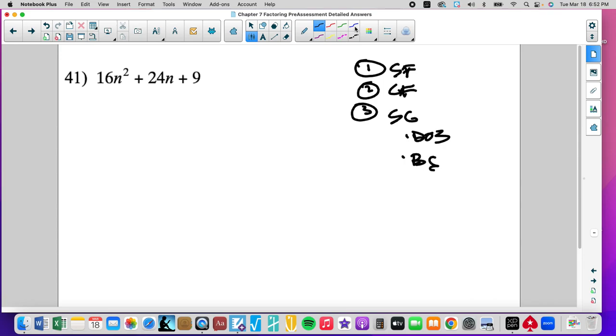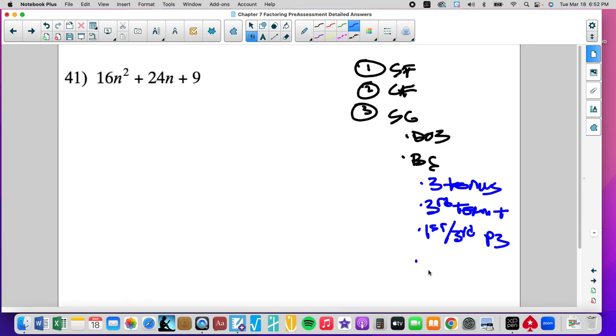Is it a binomial square? Does it have three terms? 1, 2, 3, yes. Is the third term positive? Yep, third term positive. Are the first and third terms perfect squares? Perfect square, perfect square. And does the middle, 24n, equal 2 times the square root of the first, which is 4n, times the square root of the last, which is 3? 2 times 4 is 8, times 3 is 24n. Yes, good. So that works.